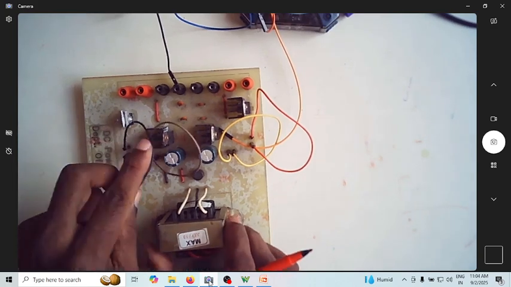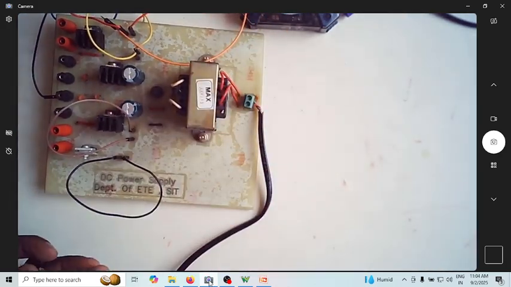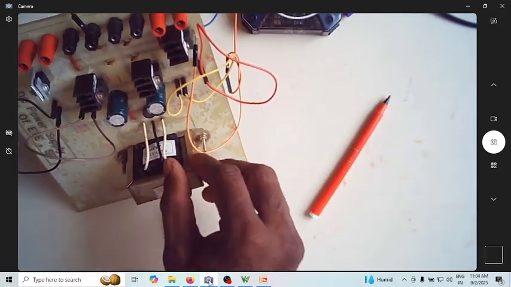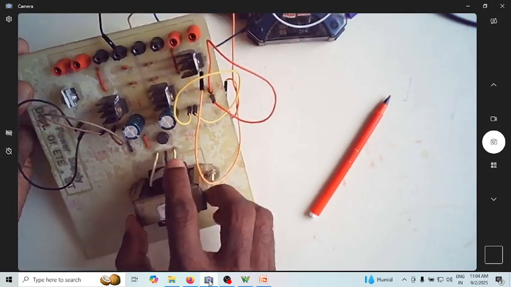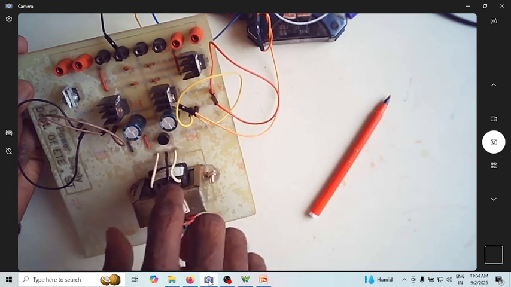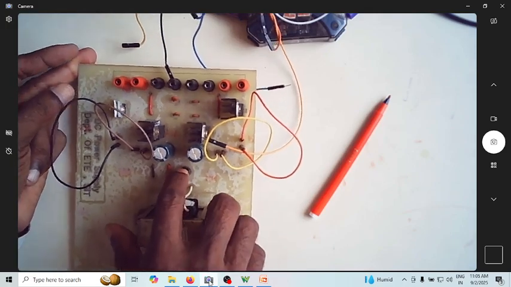Here is a PCB that we have developed in the department. See, there's a center tap transformer with a 15-0-15 rating. Can you see there is a bridge circuit? Can you see this is the sine wave and plus minus? The same thing is used.